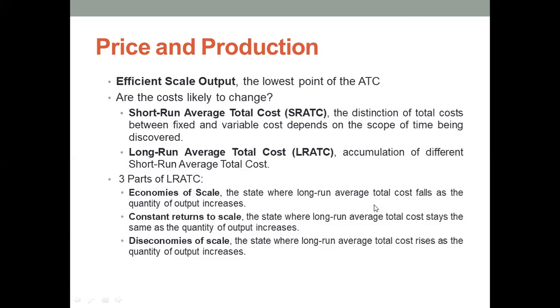All right, so now let's proceed. Efficient scale unit, or efficient scale output. This is the lowest point of the average total cost. So in a graph, it shows the lowest price you can achieve to produce one product. And of course, that's what we want. Gusto natin, konti lang yung cost, pero marami yung ma-produce na item.